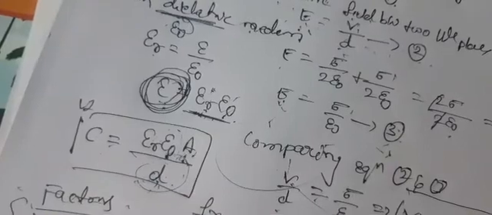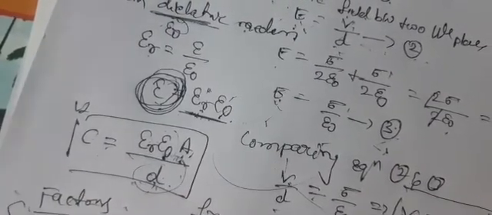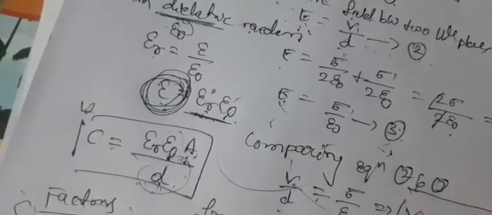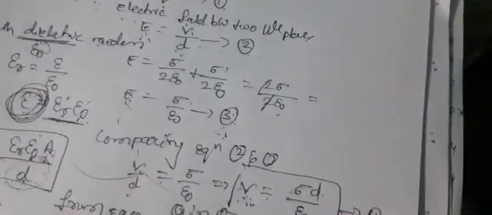And what are the factors the capacitance of a parallel plate capacitor depends on? And how can we increase the capacitance of a parallel plate capacitor? Which one is increasing? Which one is decreasing? This is the concept of the capacitance of a parallel plate capacitor.